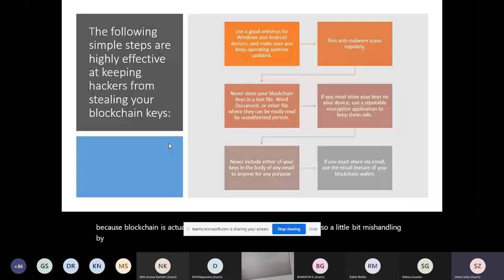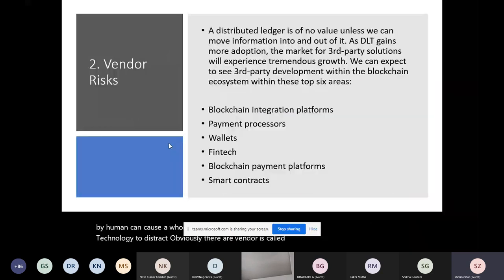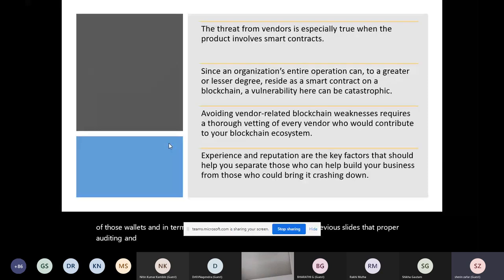Obviously, there are vendor risks also. There are risks in terms of utilization of those wallets and in terms of smart contracts. As I told you in the previous slides, proper auditing and testing need to be done, because all those weaknesses can be paved way in the starting only, before actually bringing the product into the market.